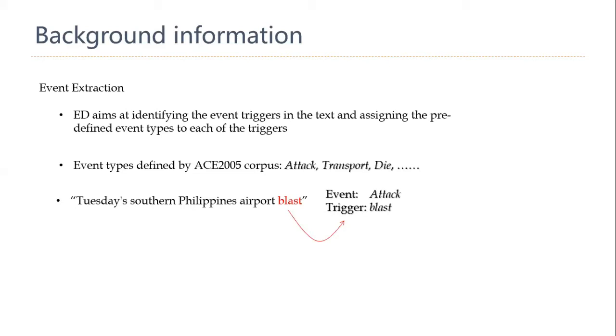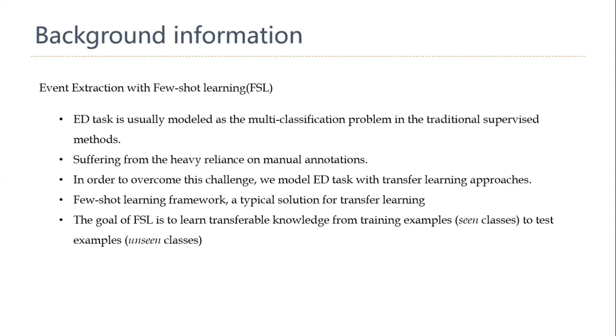And there is an example. In the sentence you can see there, its event type is attacked, and the blast is its trigger. As we know, the event detection task is usually modeled as a multi-classification problem in the traditional supervised methods. So it may suffer from the heavy reliance on manual annotations.